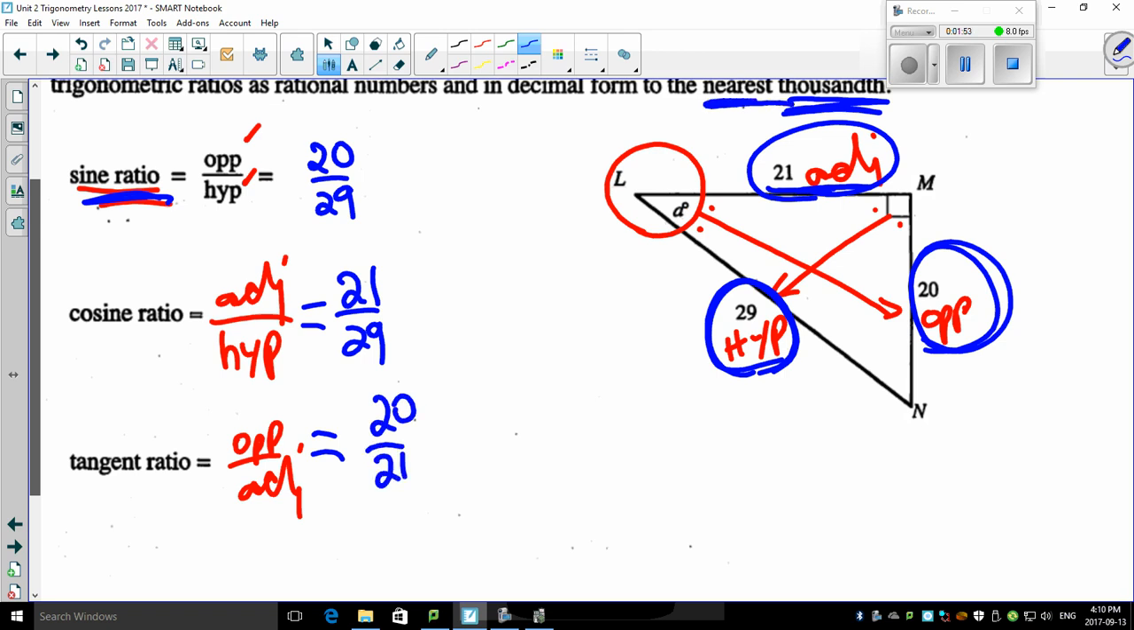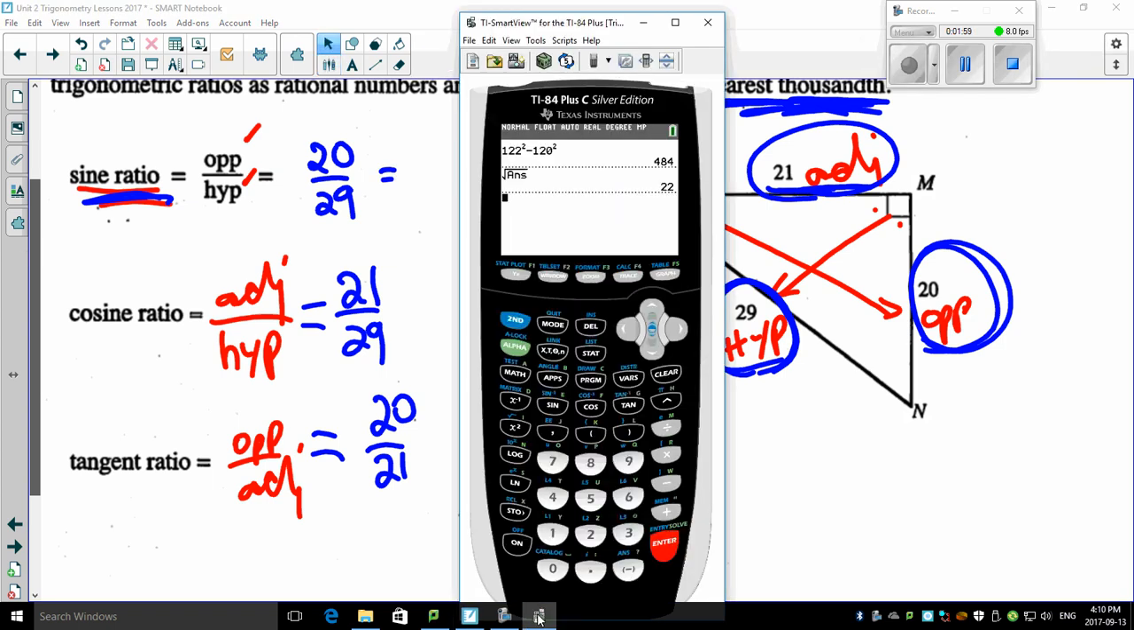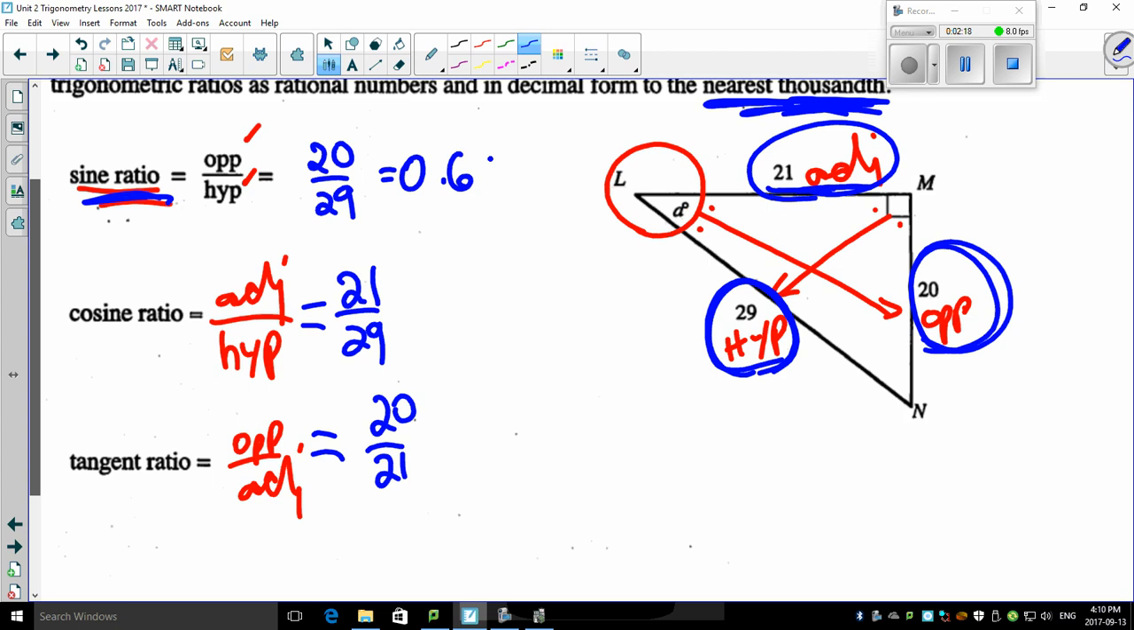Now, here's the cool thing. It says to the nearest thousandths. It doesn't want the fractions, so you have to go out and divide this. Easiest way? Bring up Mr. Calculator, and let's do this. 20 divided by 29 works out to be, to the nearest thousandths, there's tenths, there's hundredths, there's thousandths, so this is 0.690. There's to the thousandths.